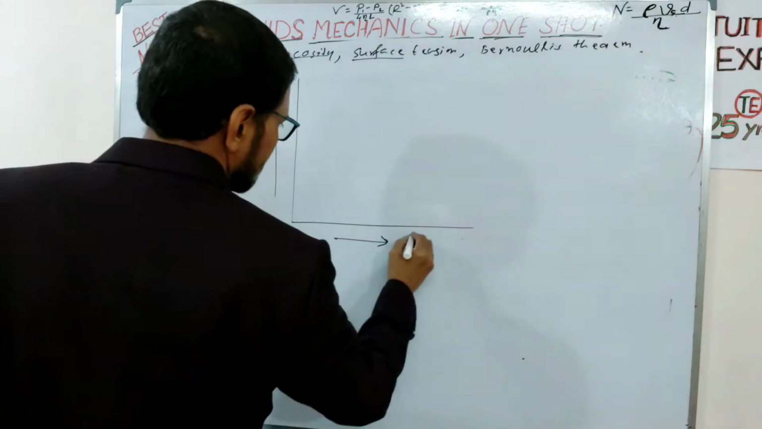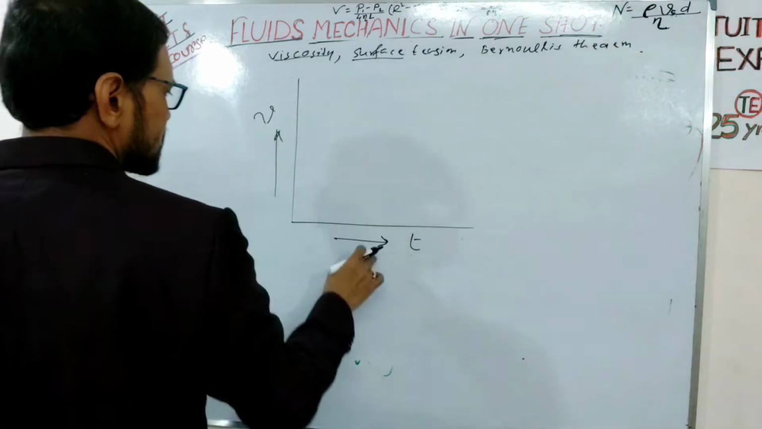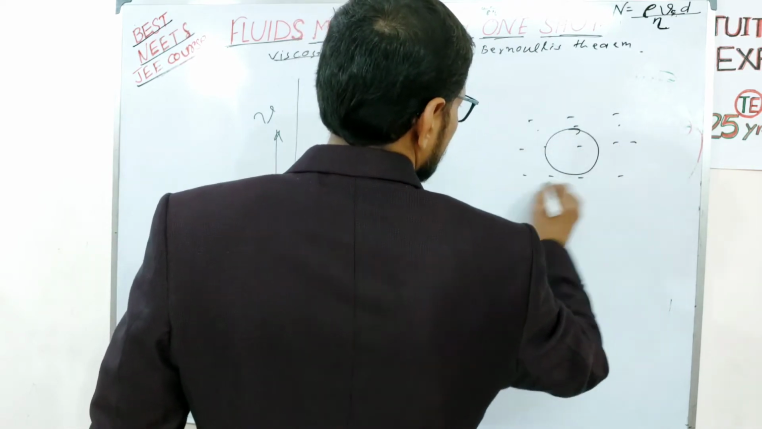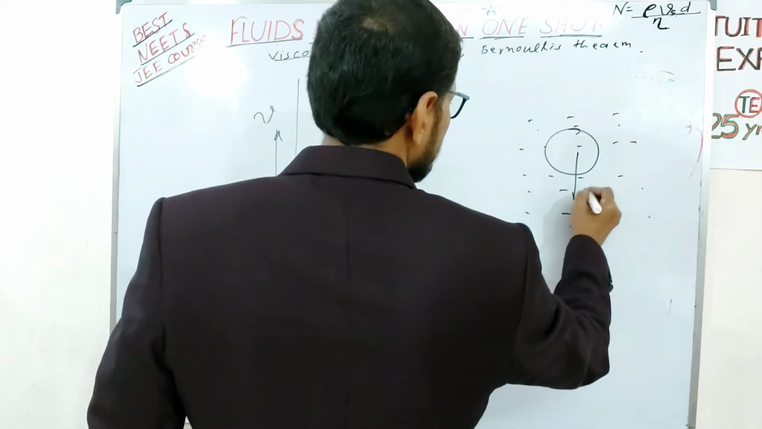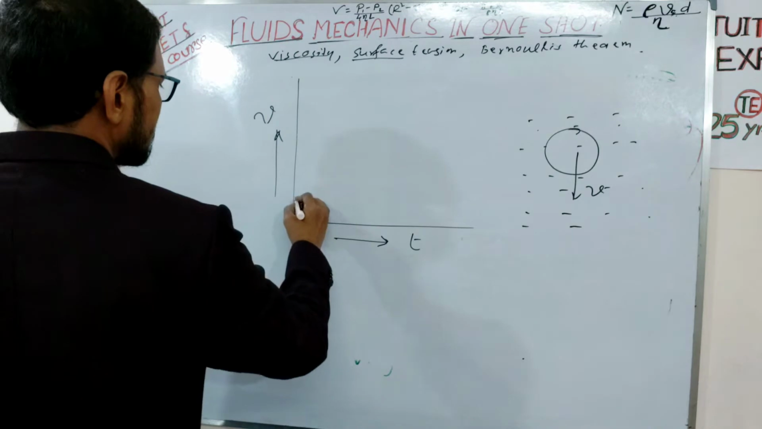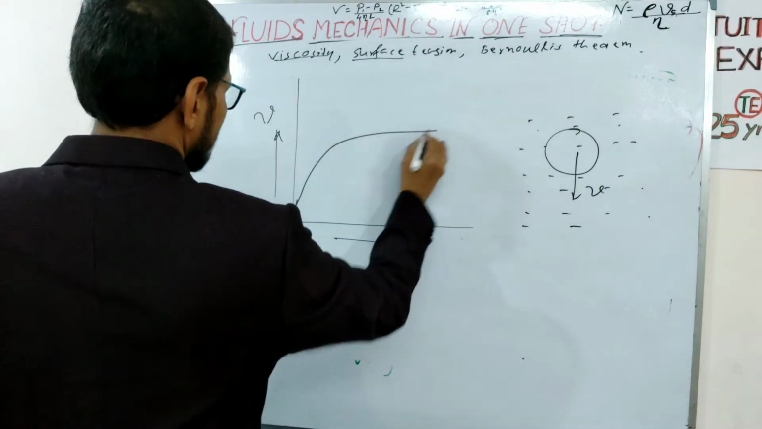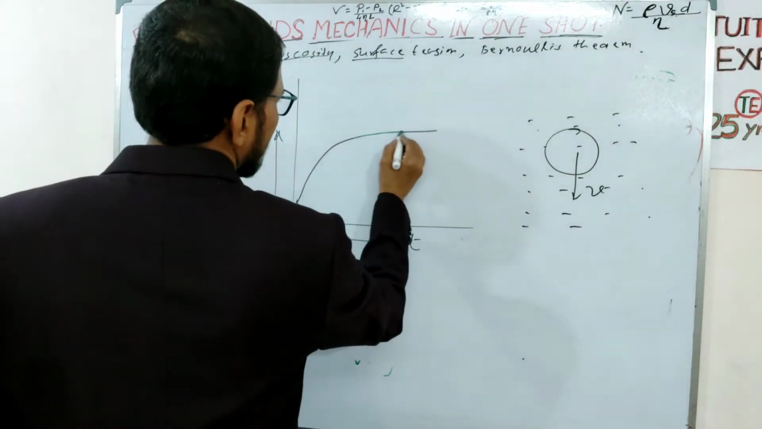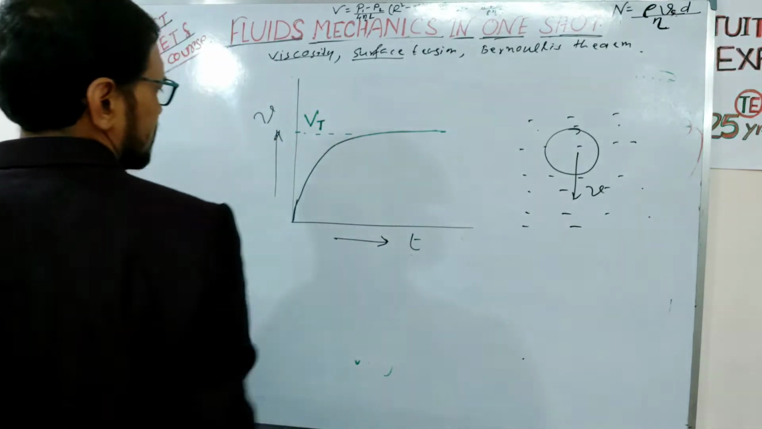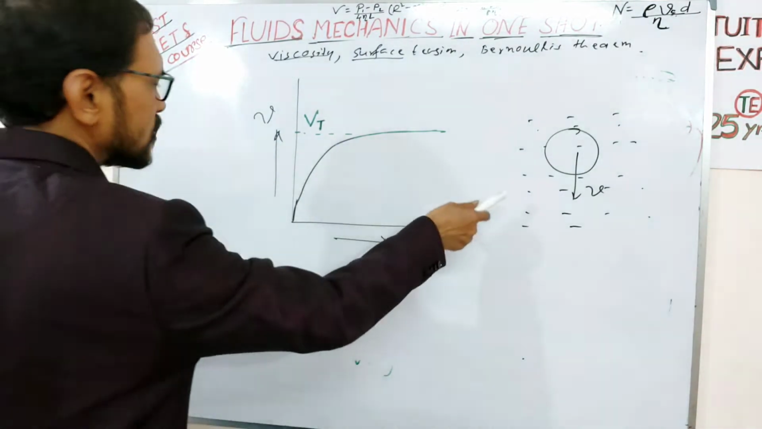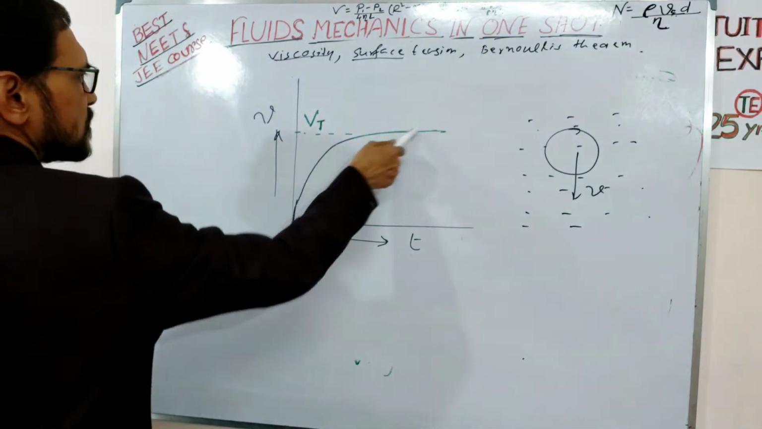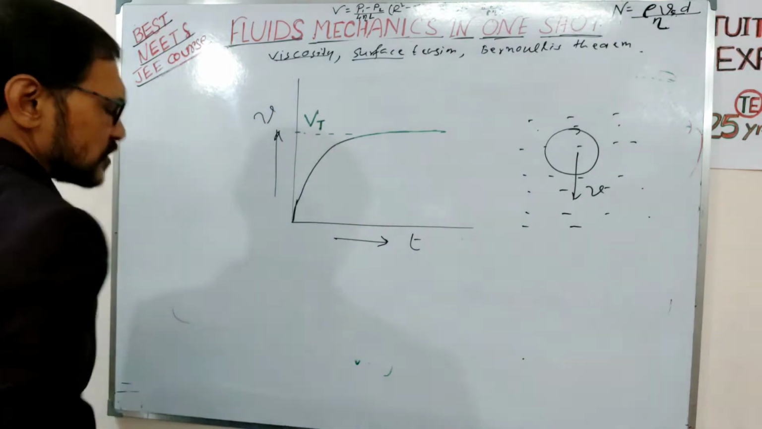Velocity versus time: if we draw the graph of velocity versus time of a spherical ball through the liquid, then the graph will be of this shape. It becomes constant after a certain time, and that velocity is called terminal velocity vt. So this constant velocity is called terminal velocity.